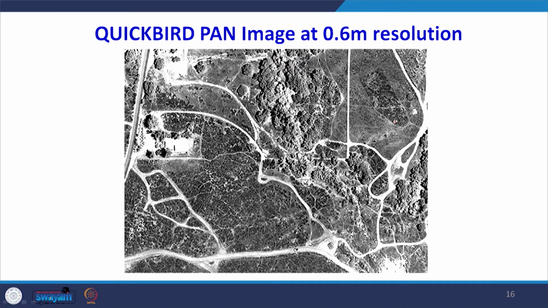So this is the QuickBird panchromatic image at 0.6 meter resolution. I am showing you a forested area, with a lot of trees, and there are some road features and some riverine features present in the area. This is panchromatic black and white data, but the same area we can show in color and then create a pan sharpened image. What is the meaning of a pan sharpened image?